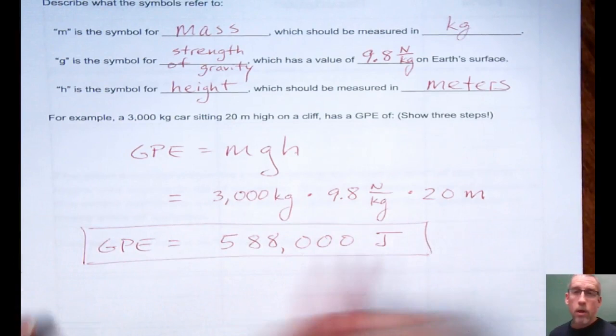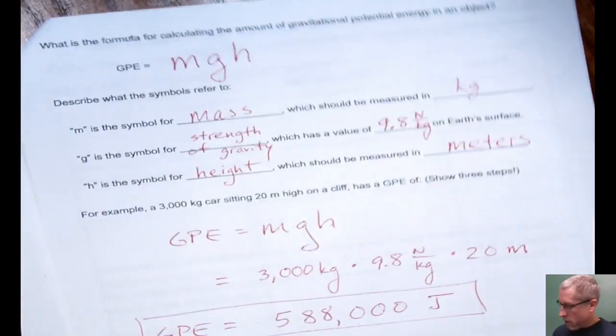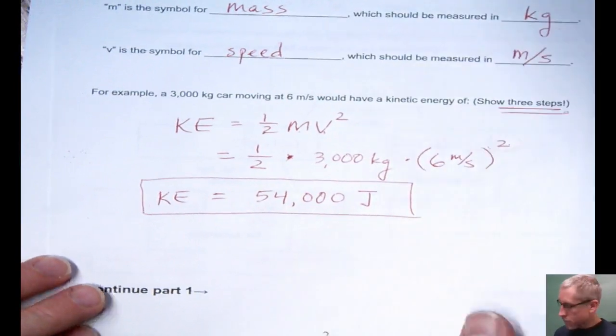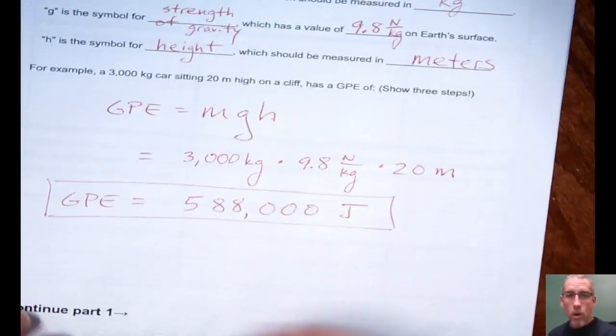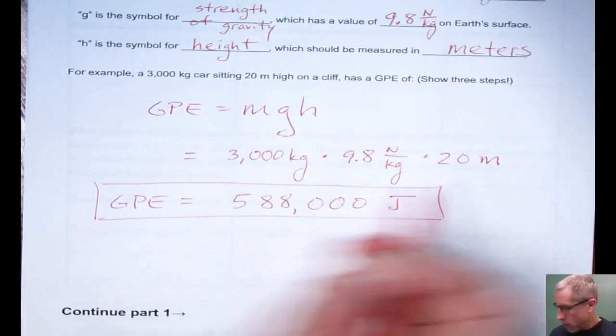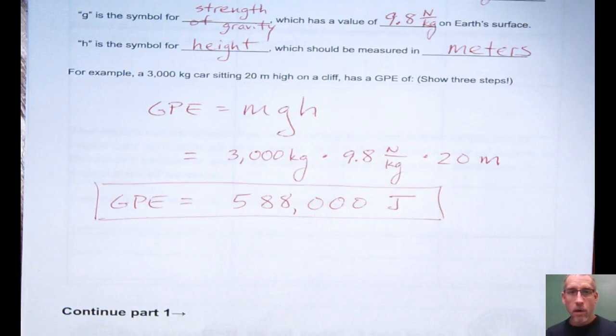A lot more than the car that we had on the previous page. It was moving at 6 meters per second. So don't be too afraid of seeing these huge numbers like this. This is very typical when we're measuring things in kilograms. We've got things as high as 20 meters. That's several stories high. So we're going to get these big numbers, and just don't be bothered by that. That's why we have calculators. You can check your work with those.